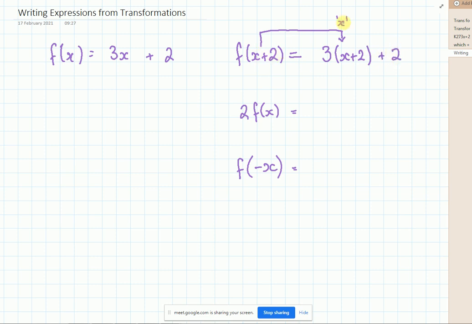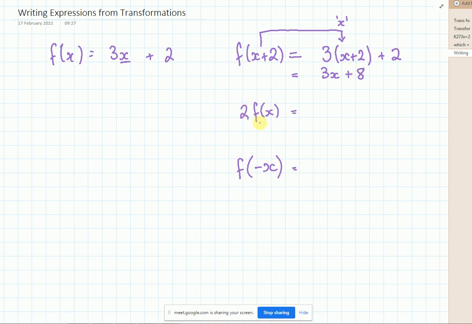So this x plus 2 replaces the x that was in the original equation. Multiply it out and simplify. So we get 3x plus 6 plus 2 is 8. Now it allows me to actually replace what's in the function.